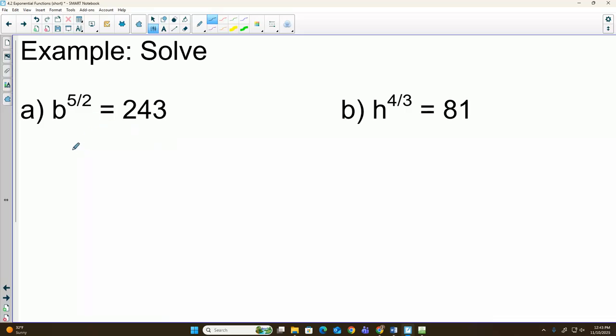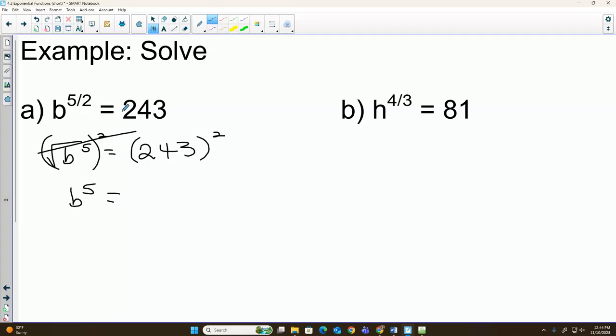how would you rewrite a 5/2 power? What does that mean? Okay. We can either get rid of the 5th power or the square root first. It does not matter. Which one do you want to get rid of? Okay, opposite of a square root is? I'm going to square both sides. So I get b to the 5th equals 59,049. How do you get rid of a 5th power?